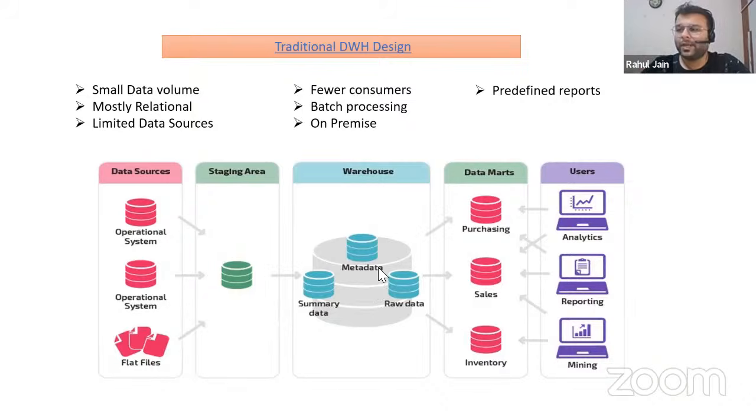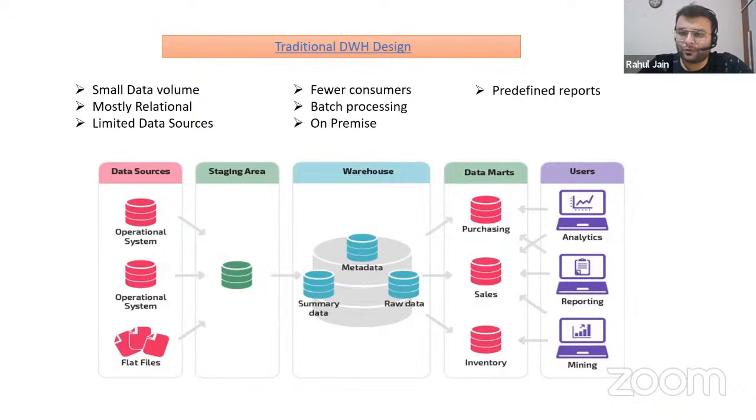Within your data warehouse, we have what we call data marts. You can think of a data mart as a subject area as per business needs, like summary data, raw data, or purchasing, sales, different subject areas. You just group the data and combine it. And then these users, analytics, reporting, and mining, used to connect to these data marts and generate reports. It's a typical flow, right? This has been working fine for quite some time.